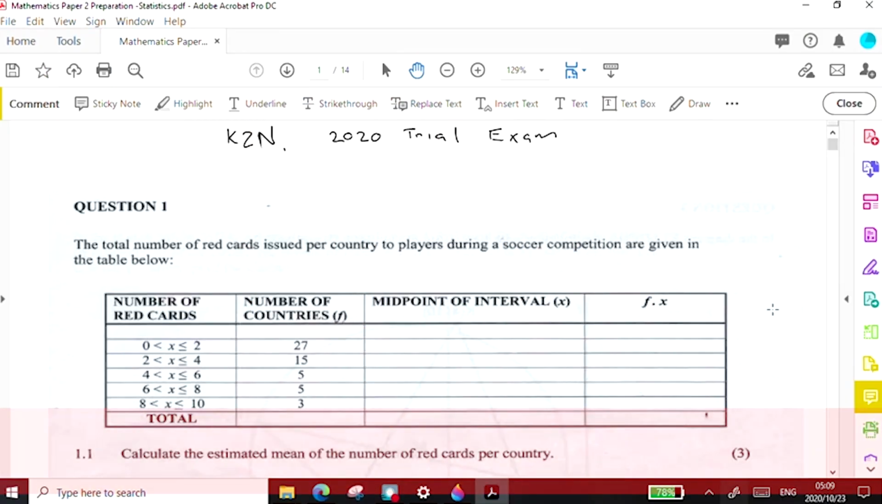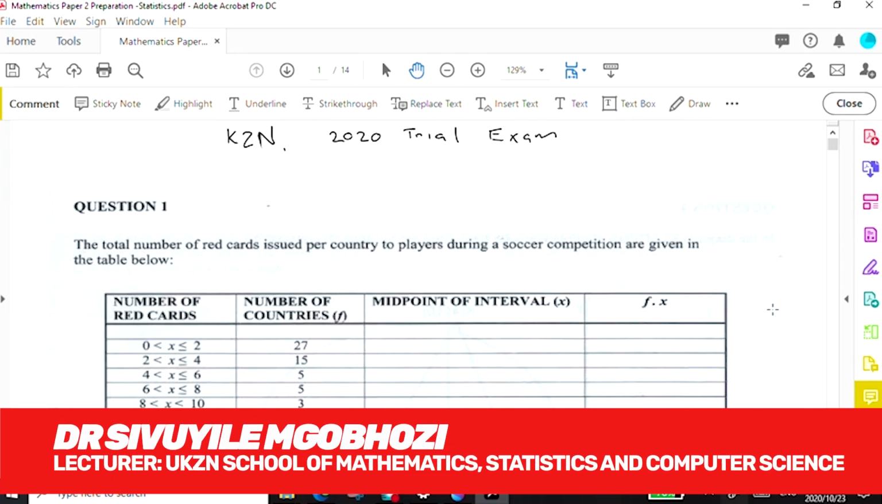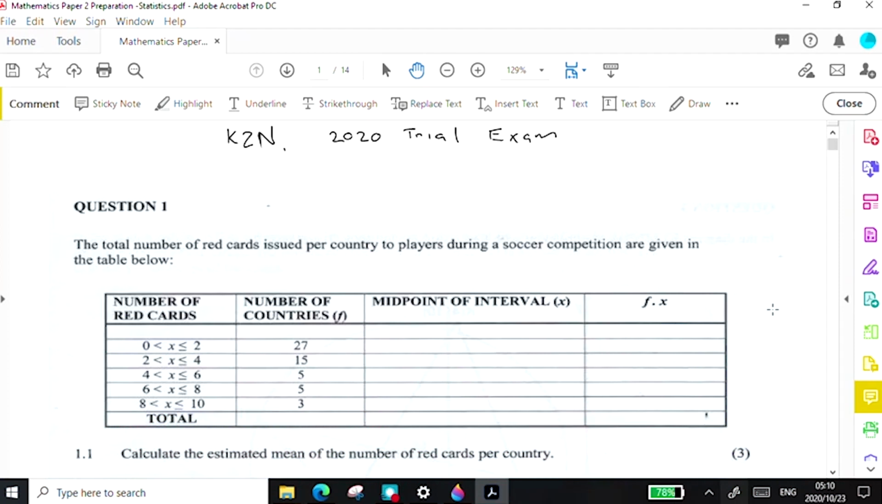On this part of the video, we'll be looking at question 1 and question 2 of paper 2, which is statistics. We'll start off with the UKZN 2020 trial exam. So here we have question 1 of that exam paper.